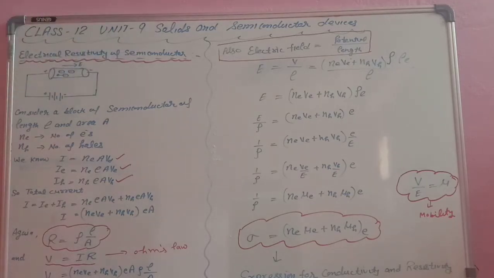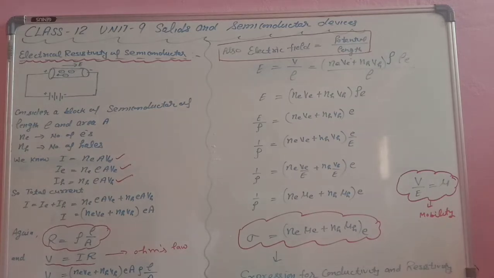This question can be asked in exams: find an expression for electrical resistivity of a semiconductor. So the diagram is the same. We have taken one semiconductor in which electrons and holes are there. We have connected it to an electric field. The electric field is from positive to negative. Obviously the electrons will drift in the opposite direction and holes will drift in the field direction, because electrons are attracted towards the positive charge and holes are attracted towards the negative charge.